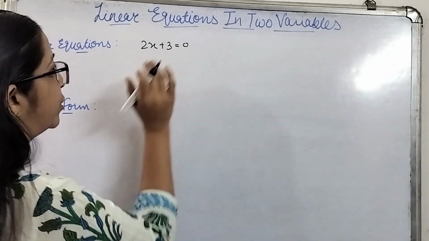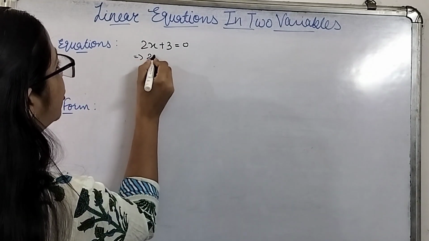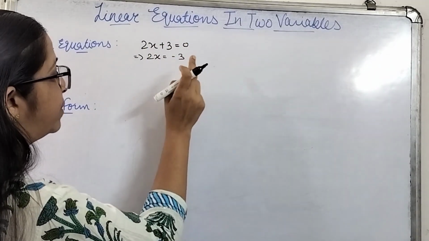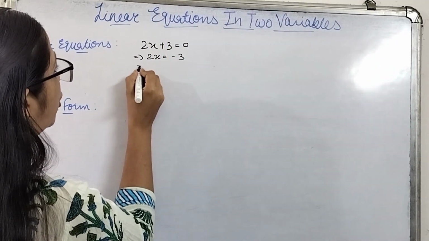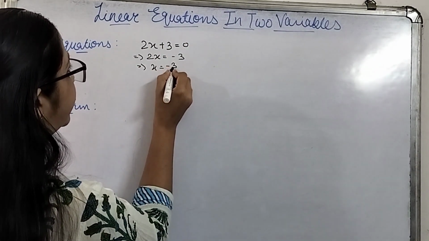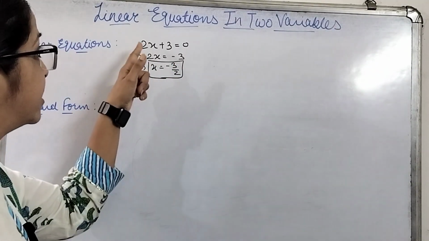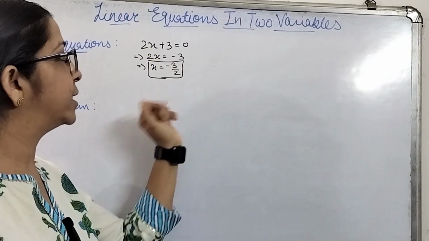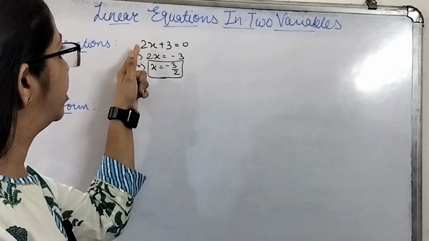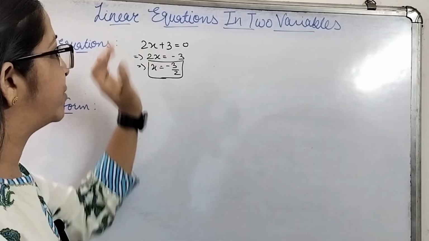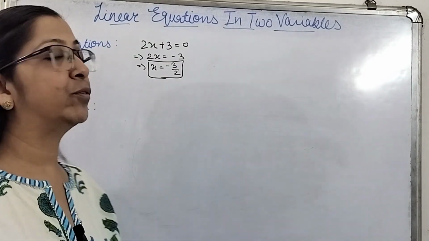That simply means if we solve it, it will be 2x equals minus 3. We have taken this plus 3 to the RHS, so it has become minus 3, or we can say x equals minus 3 by 2. That means if we replace x with minus 3 by 2 in this equation, the LHS will become equal to the RHS. That simply means it satisfies this equation, so it is the root of this equation.